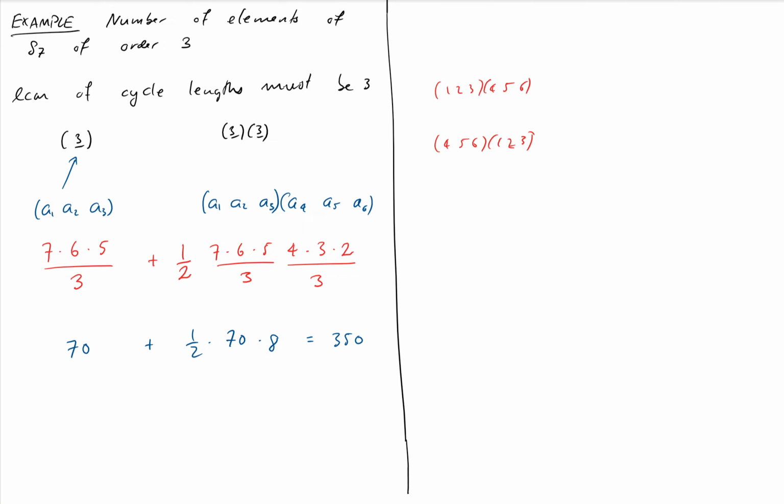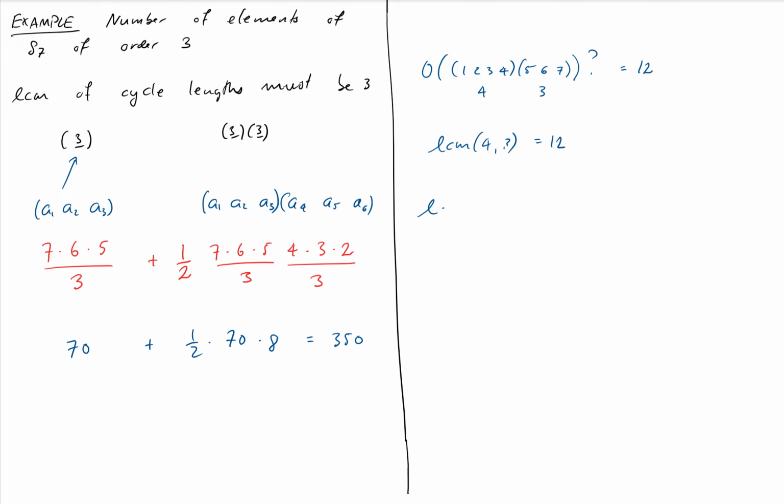And we should probably have done a slightly simpler example just to practice using our LCM. So what is the order of (1 2 3 4)(5 6 7)? Well, that's a cycle of length 4, that's a cycle of length 3, so the LCM of 4 and 3 is just 12. So the order of this one here is equal to 12.